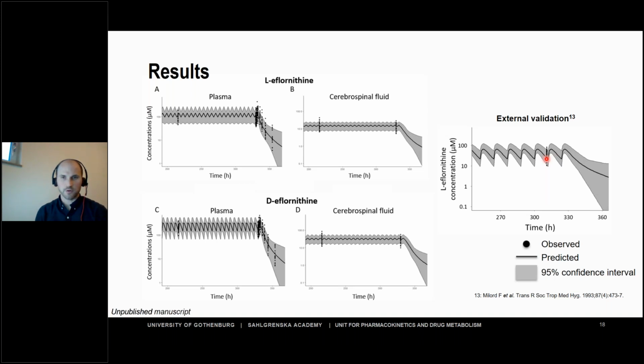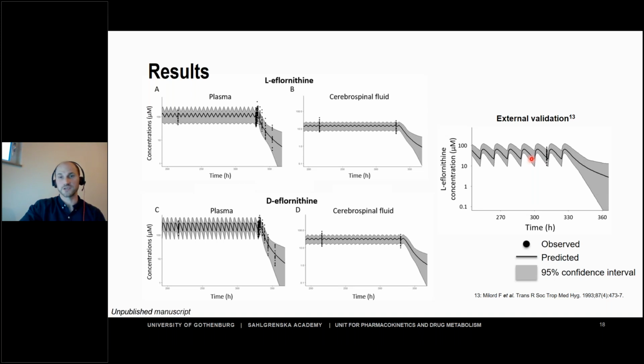So with this PK model at hand, we then wanted to do a probability of target attainment analysis. In short, from clinical observations and historical knowledge, we know what level of CSF concentration you would like to have for a high probability of cure. For racemic eflornithine, you want a level above 50 micromolar. And then by using that as a cutoff or target threshold, we could use our potency difference for L-eflornithine and racemic eflornithine to estimate the probability of target attainment.